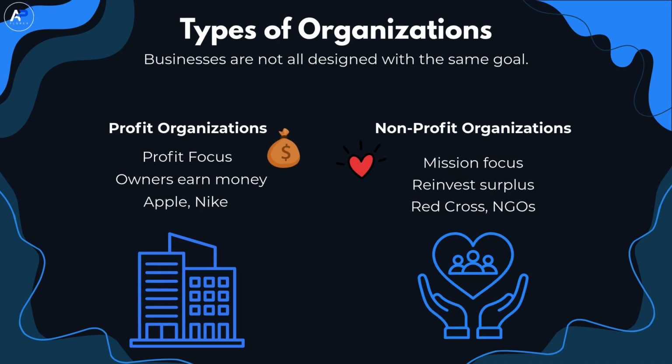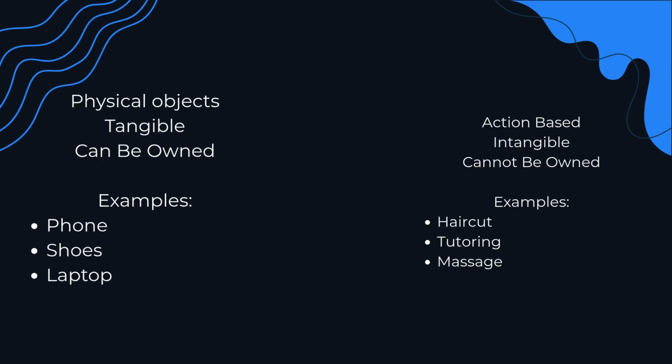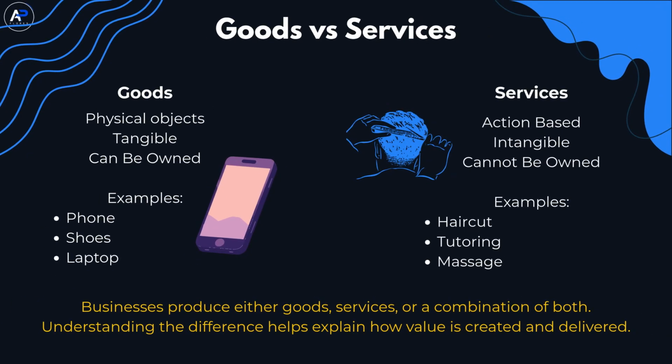Moving on, not every business has the same goal. For-profit organizations aim to earn money for their owners or shareholders. Success is usually measured through profits and growth. Non-profit organizations, on the other hand, exist to accomplish a mission, such as education, healthcare, or community service. They still need revenue to operate, but instead of distributing profits to owners, they reinvest those funds back into achieving their mission.